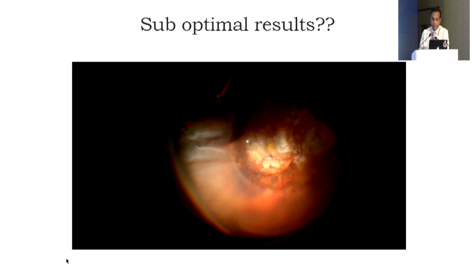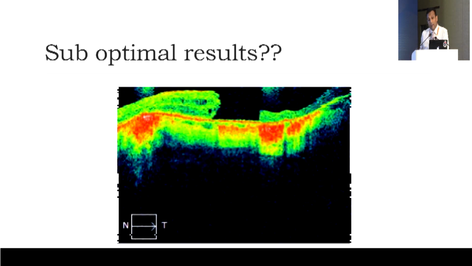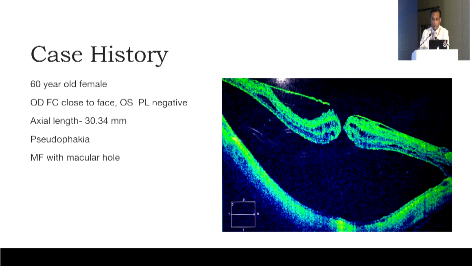And even if the retina is attached, there are frequent cases of type 2 macular hole closure, which is actually a suboptimal result. So what is the technique which we should follow, or which can yield relatively consistent results?